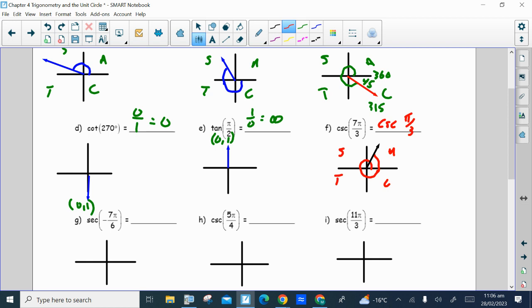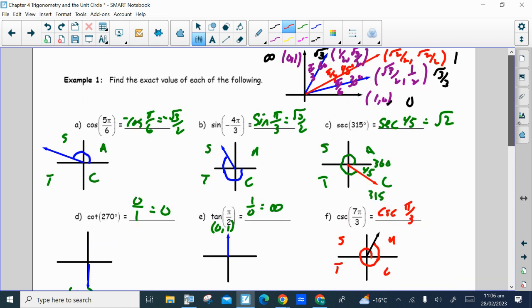That's our reference angle. Cosecant is the reciprocal of sine. So at pi on 3, which is up here, the sine is root 3 over 2. So when you take the reciprocal of that, it will be 2 over root 3. Or, if we rationalize that, it'll be 2 root 3 over 3.